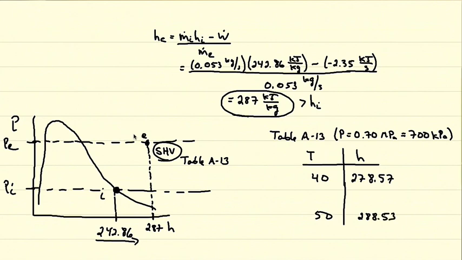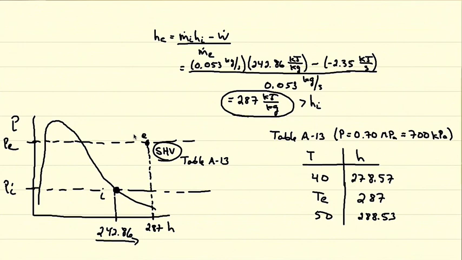Well, my exit enthalpy is 287, which of course falls between these two enthalpy values, 278.57 and 288.53, right? So my exit state is 287, which means that my exit temperature is somewhere between 40 and 50 degrees C.